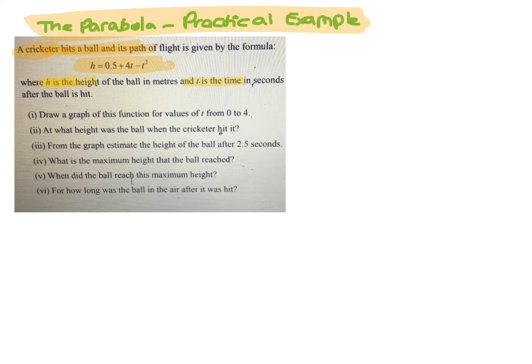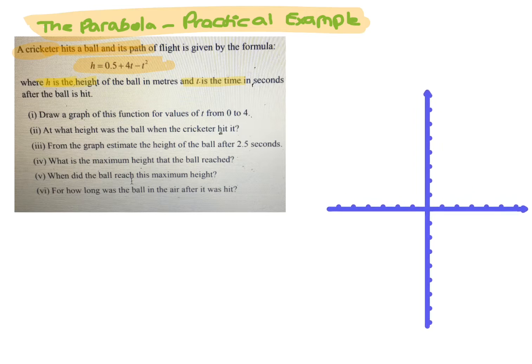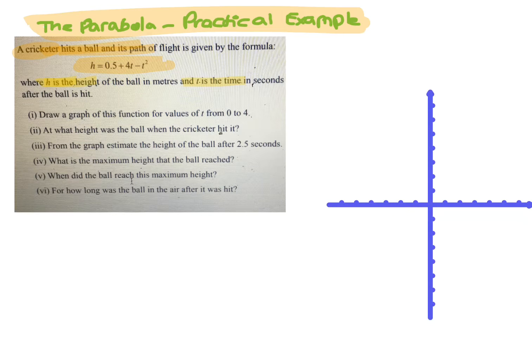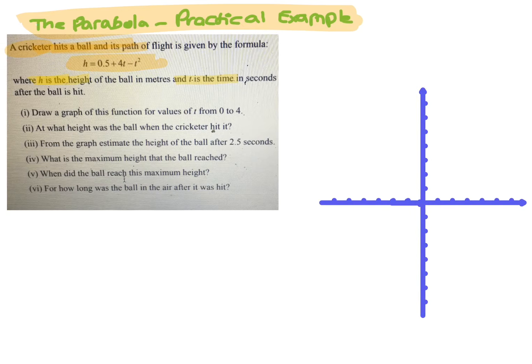Okay, so in order to do this, I just get a number plane up. There's our number plane. Now, when we do a practical example, we need to make sure that we can see that the time has to be positive. So you need to make sure that when you do this, you rub out what's on this side here, because the time has to be positive. The height could be negative because it could be below ground level, or it could be positive above ground level. So this is your height and this is your time.